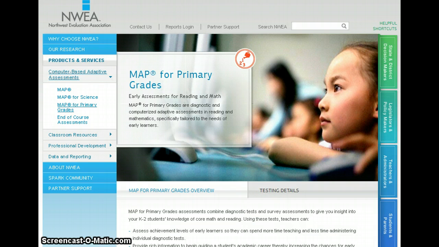What is computer-based adaptive assessment? This type of assessment is an exam given on a computer that adapts to the student as they progress through the items in the test. As the student progresses through the items, the questions get more difficult as the student answers them correctly. If the student answers incorrectly, the assessment adapts to the skill level shown by the student.